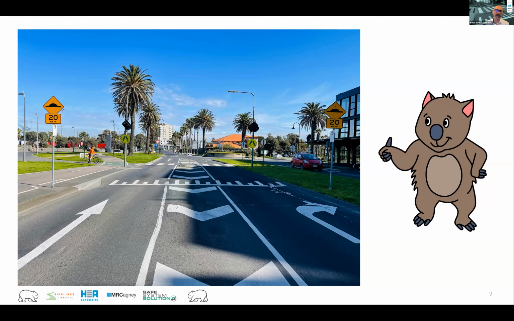So we can have these. But why am I happy with it? Well, first of all, I'm happy with it because it slows vehicles down. And that's, remember, principle number 1 I was talking about. Make sure we've slowed vehicles down on that conflict point.